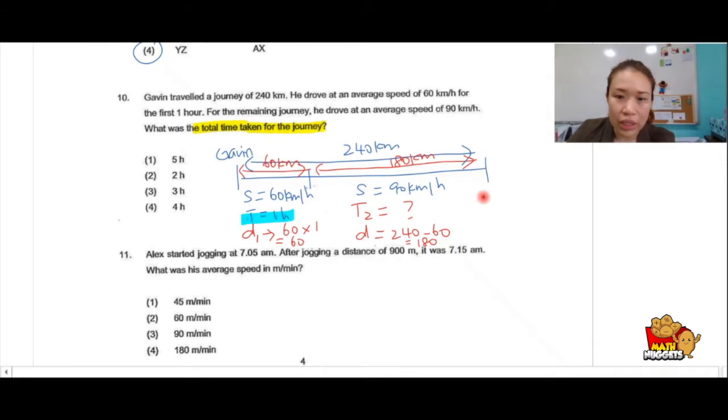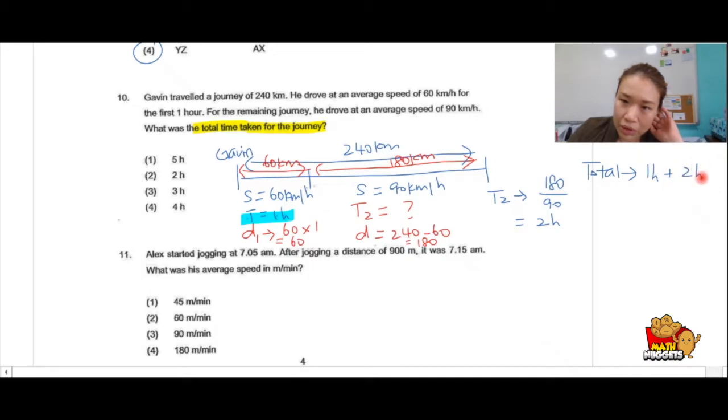So the time for the second part, T2, time is distance divided by speed, right? So distance is 180 divided by speed 90. So the time taken is 2 hours for the second part. So total time will be the first part, which is 1 hour, plus the second part, which is 2 hours. Total time is 3 hours. Option 3.